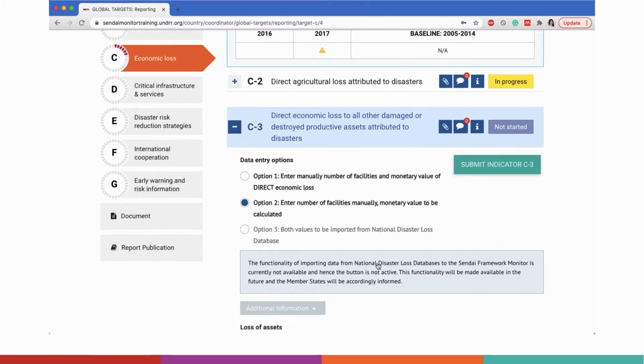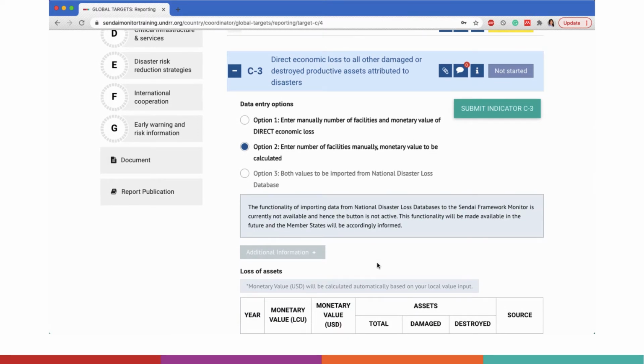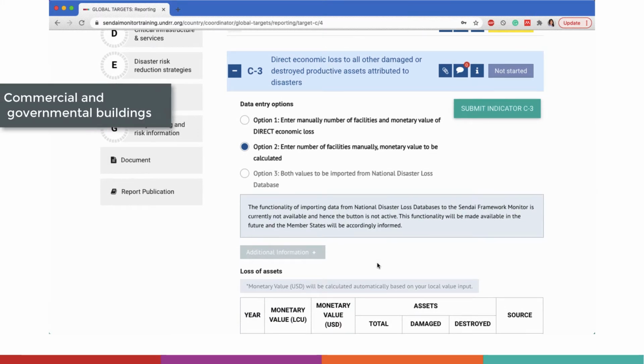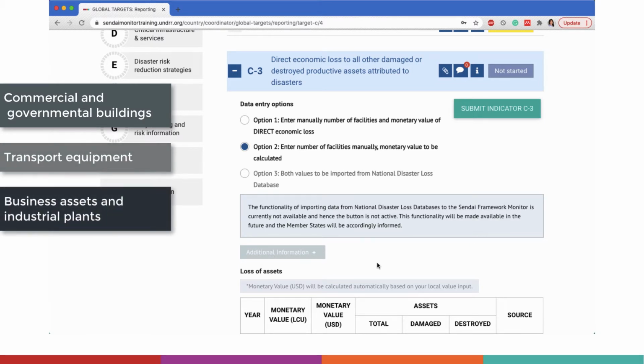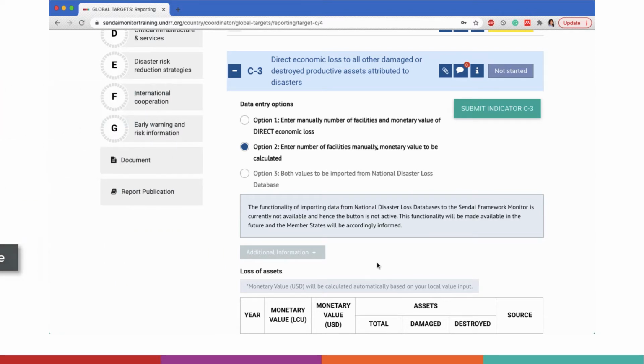Examples of assets that are the basis of calculating C3 include commercial and governmental buildings, transport equipment, business assets and industrial plants, production infrastructure such as factories, hotels, among others. To begin reporting for C3, select your data entry option.